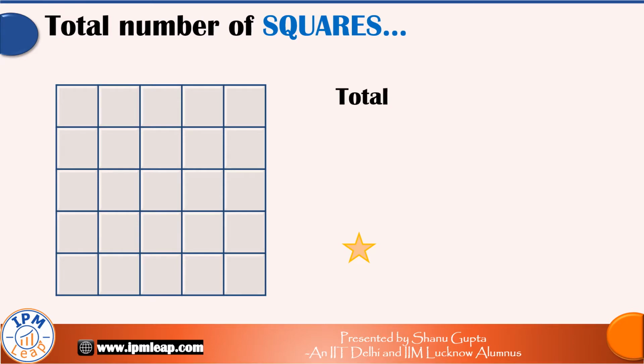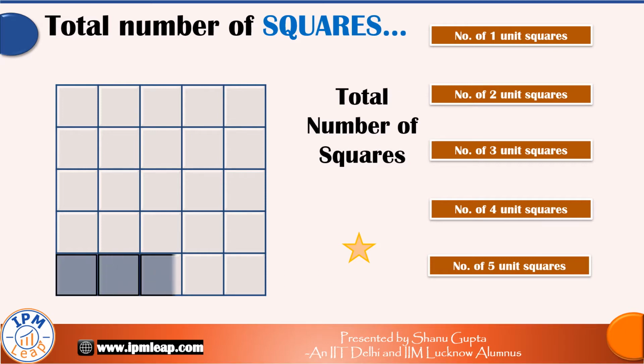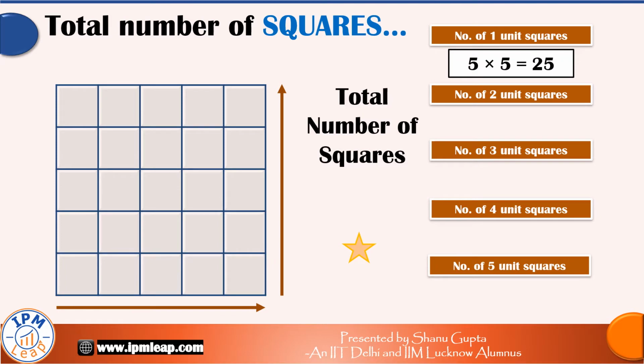So let's count the number of squares. First, we start with the 1 unit squares. Some of you must have quickly estimated 25. But let me show you how. Because this counting method is going to help us estimate the number of squares of other sizes as well. So squares of 1 unit are 5 along this row and 5 along this column. How many of them? 5 into 5. That makes 25. Let's move on to size 2 squares.